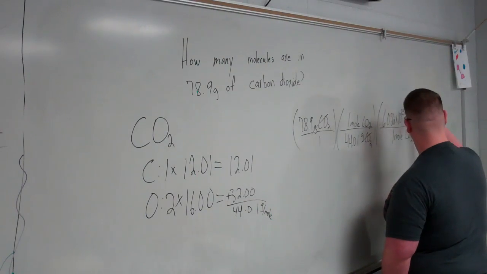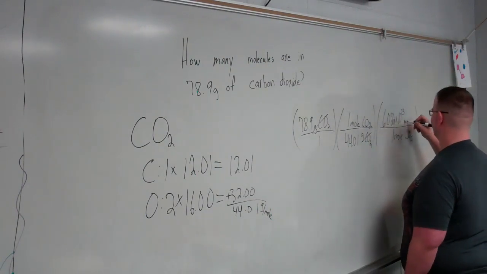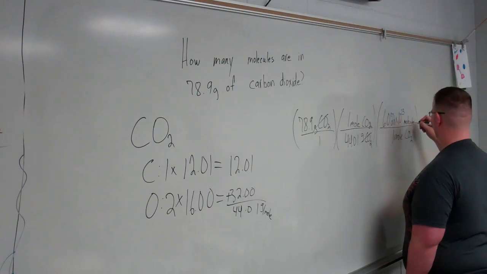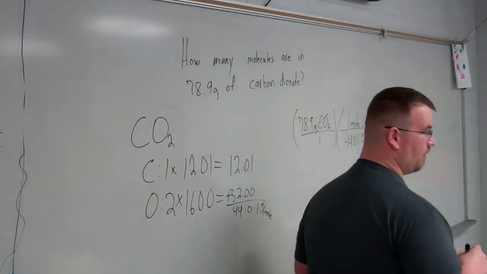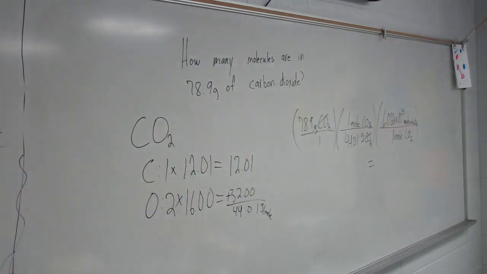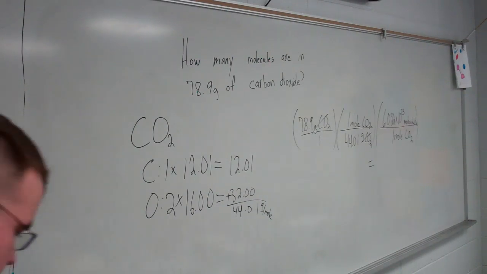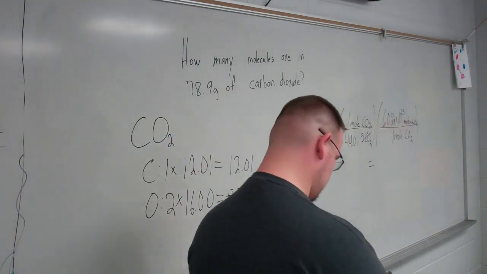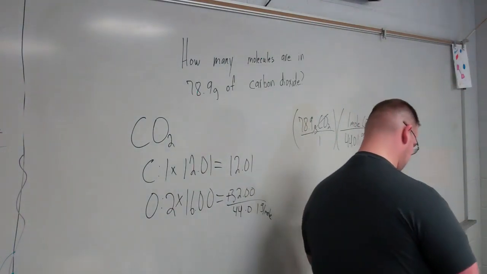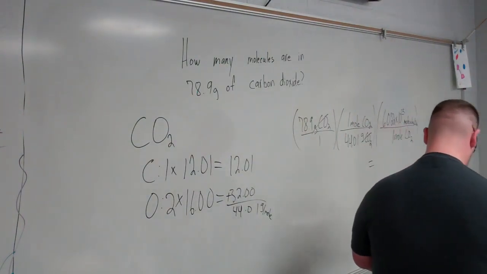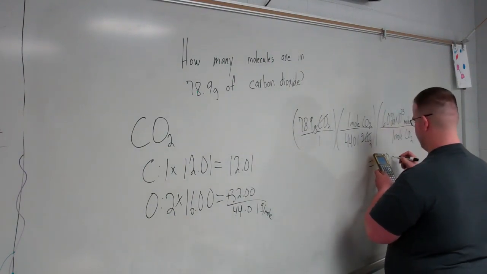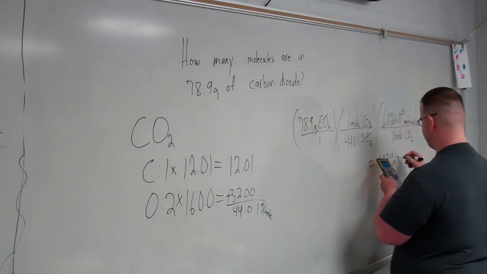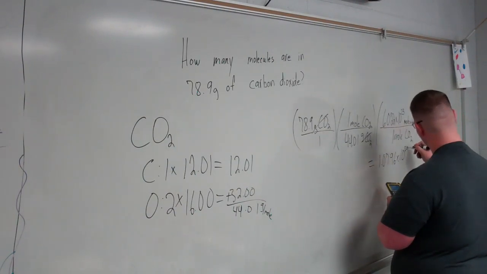Molecules of CO2. And then you type it all in the calculator, and that'll give you your answer. So 78.9 divided by 44.01 times 6.02 times 10 to the 23rd. So you find 1.0796 times 10 to the 24 molecules.